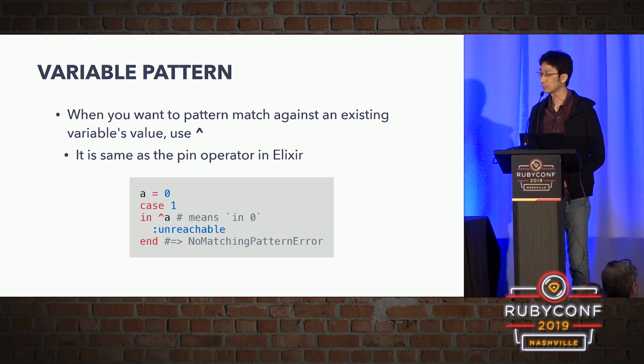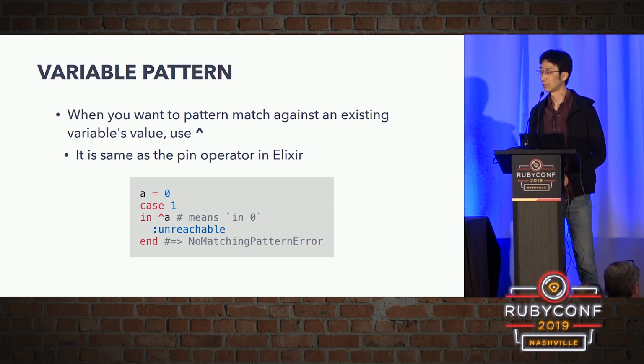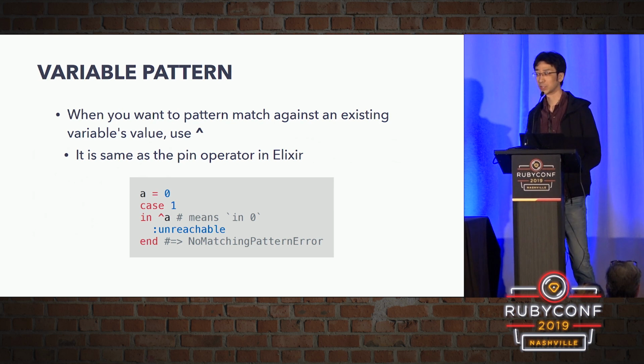So this behavior is sometimes acceptable, but if you want to pattern match against an existing variable value, then you can use caret at the head of a variable. If you have been using Elixir, you are familiar with that. This feature is taken from Elixir's pin operator. So in this case, the pattern includes caret A, that means 0. So this pattern doesn't match, and a NoMatchingPatternError exception is raised.